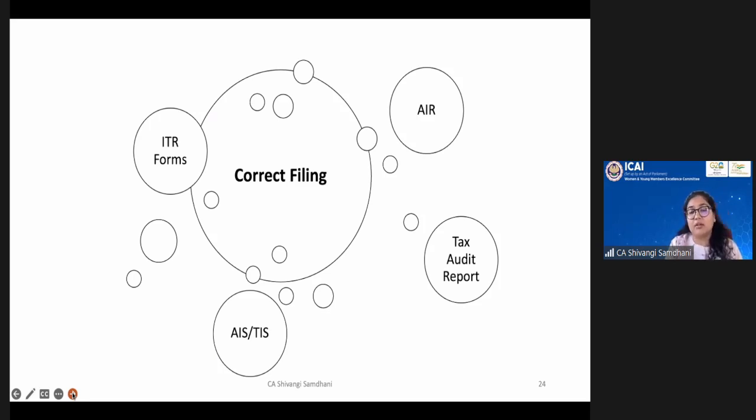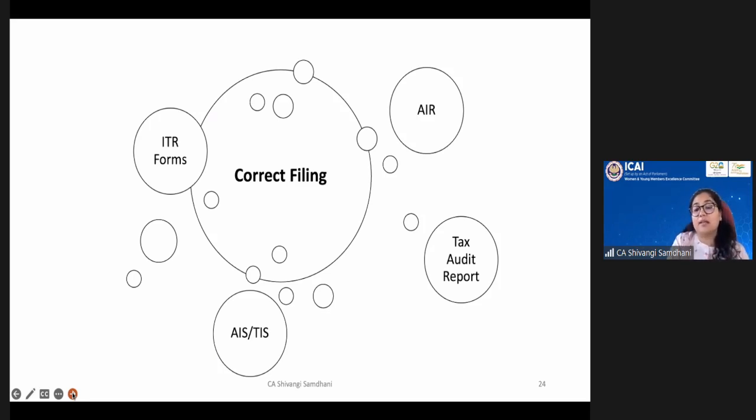Basically, the intention of the government is to link various departments together and collect the complete information about the assessees, so that the income tax return, first of all, is pre-filled. Secondly, the assessee doesn't try to hide any income or escape from taxation. So that is the basic agenda behind AIS, TIS.